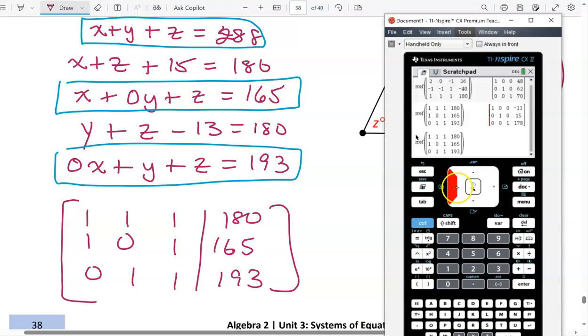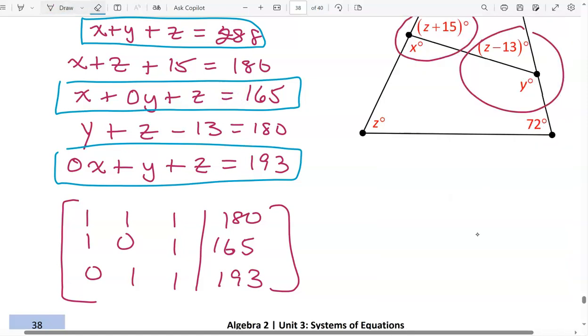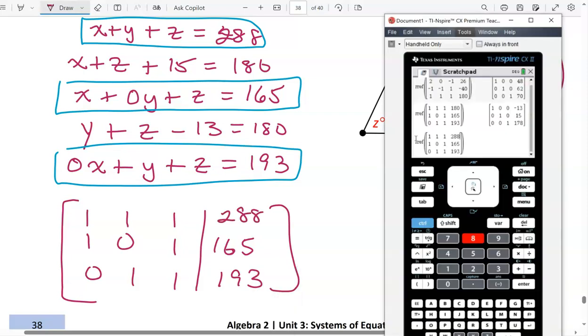My top row should not have a 180 in it. That number in the top row should be 288. I'm going to correct it both on my paper and in the calculator. So just go back and check to make sure that you've copied everything correctly from step to step. It's a really easy mistake to make.